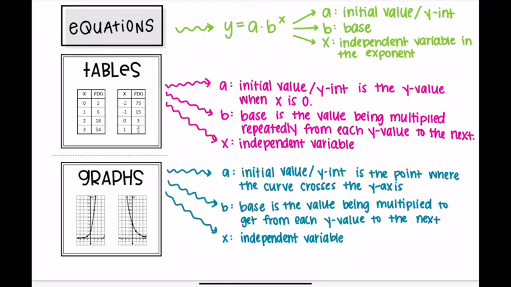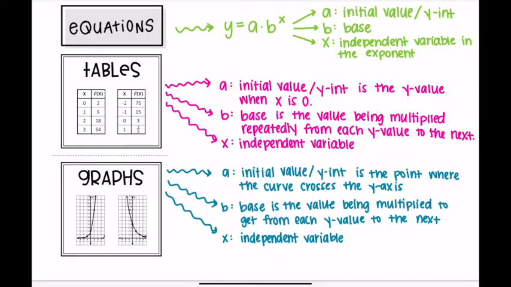Now tables, when you're given a table, you can tell that it is exponential by seeing if you are multiplying to get from one y value to the next, or if you're adding or subtracting, then it would be linear. So from a table, we can tell where the initial value is because that's wherever x is 0. So those would be our initial values. And then the base is the number that you multiply by over and over to get from one y value to the next.